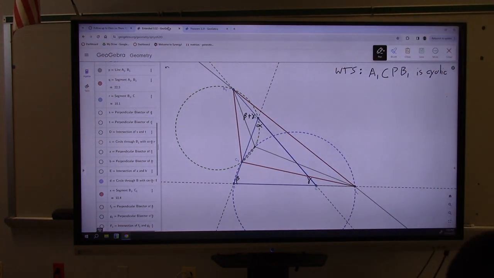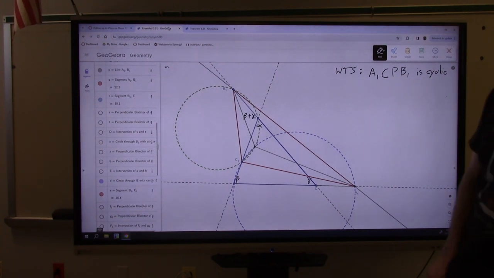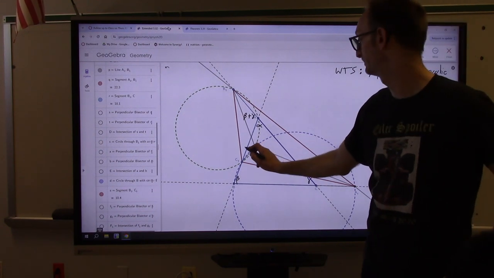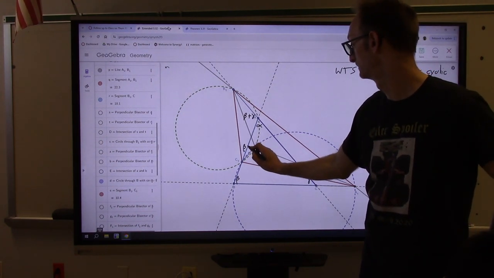And now you can use inscribed angles to say that the angle B1 PC1 is also beta plus gamma. So true. Yes.